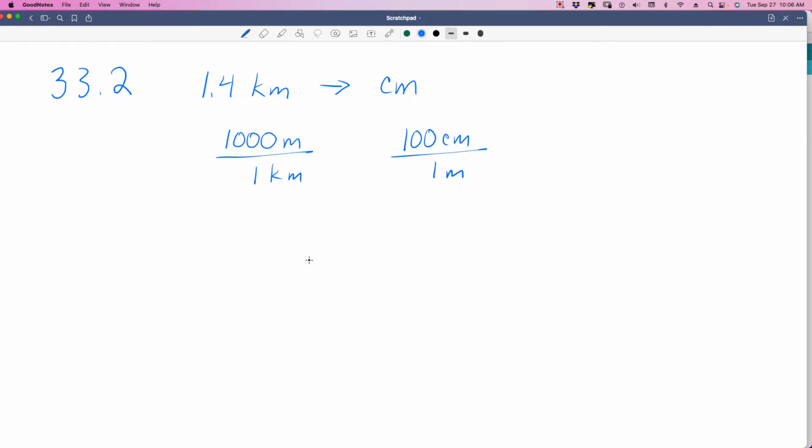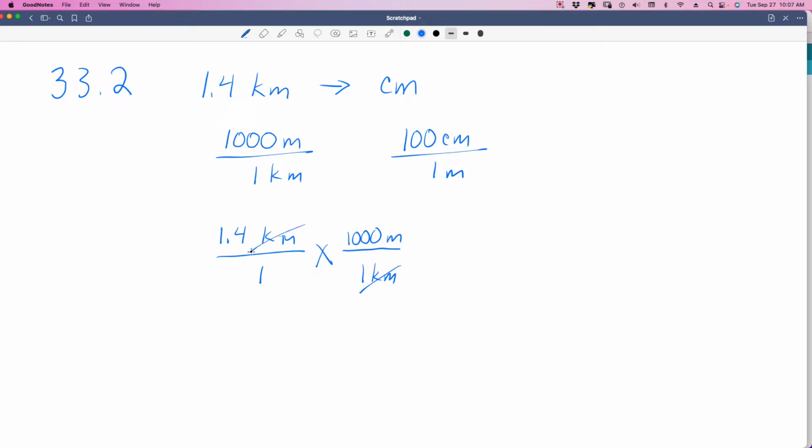Okay? So we're going to do the same thing we did before. 1.4 kilometers, that's our initial. We make that a fraction, just like that. Now we want to get rid of kilometers. And so our unit of measure that has kilometers in it is here. So we put kilometers in the bottom so that we can factor it out.